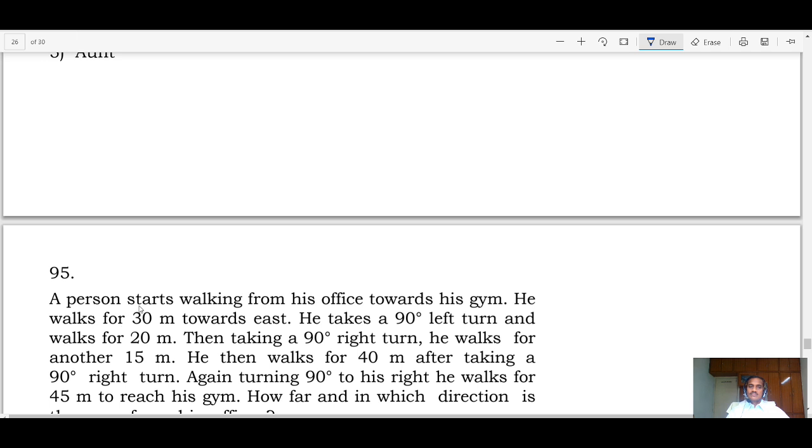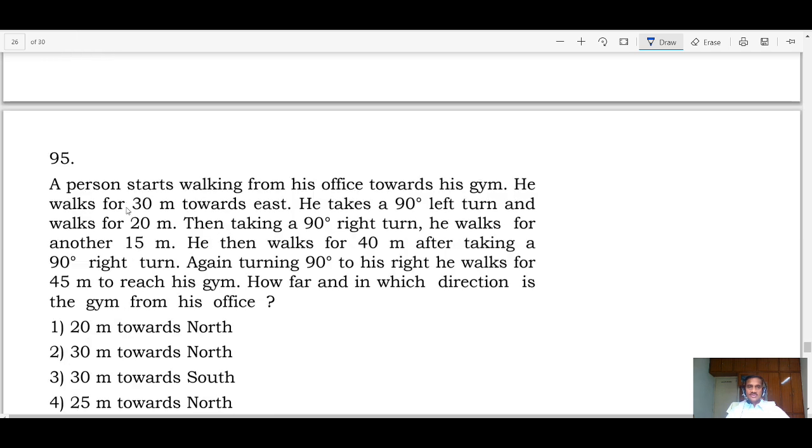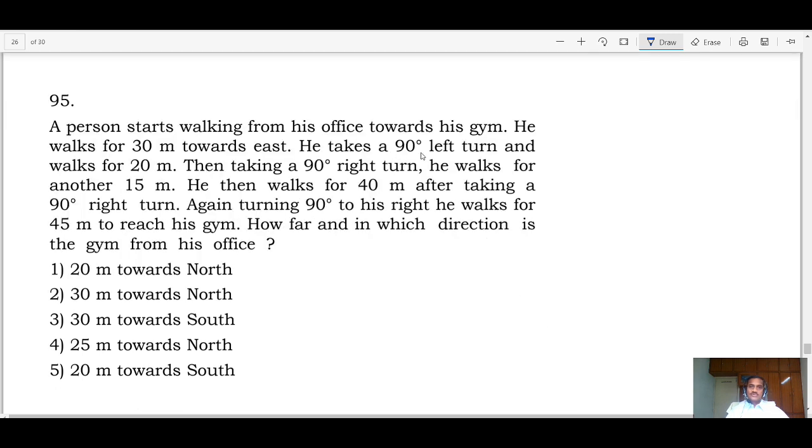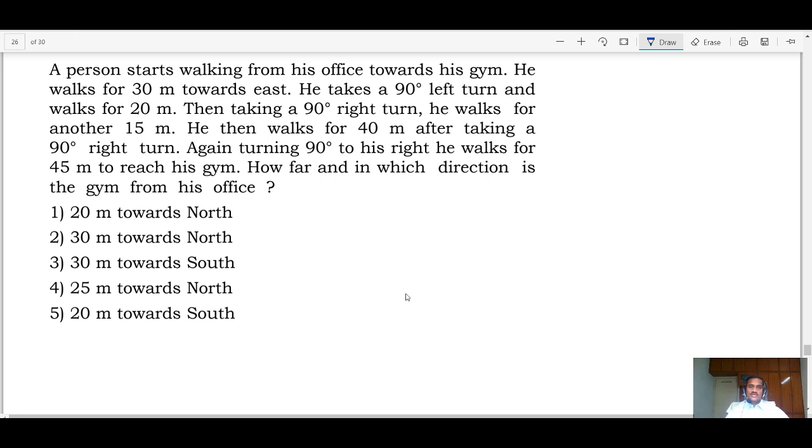95 is based on directions. A person starts walking from his office towards his gym. He walks for 30 meters east. Let us take this as the starting point of that person. From here he first travels 30 meters towards east. Then he takes a 90 degrees left turn and walks for 20 meters.